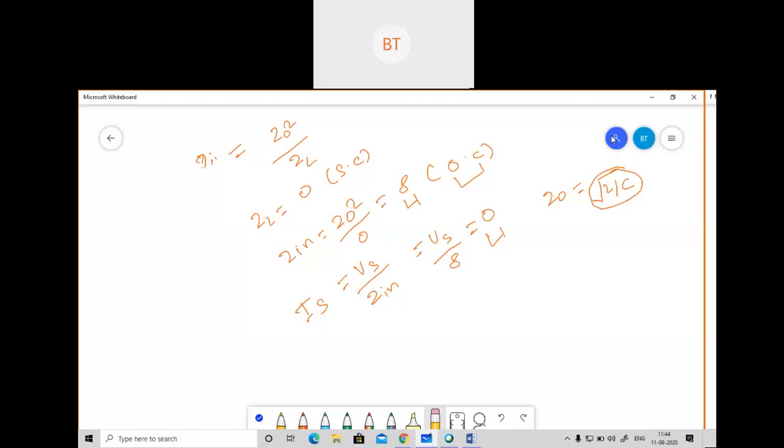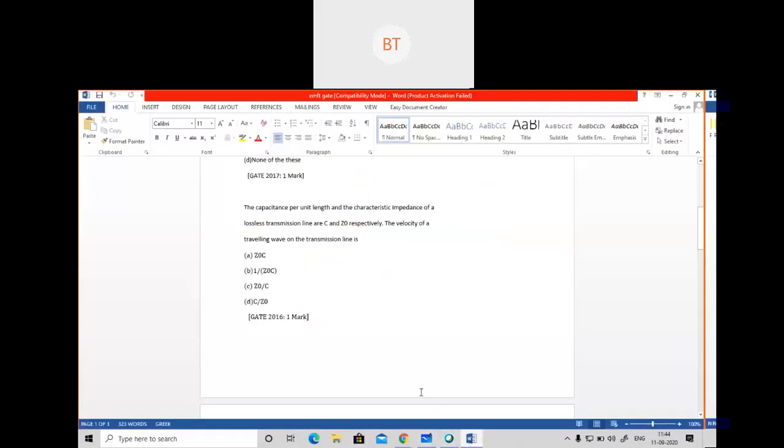Aditi is telling the answer is C. Answer is not C, Aditi. Pratibha, your answer? B. B is the correct answer. Charu, Ritika, Pratibha, B is the correct answer. Yes, Aditi, B is the correct answer.